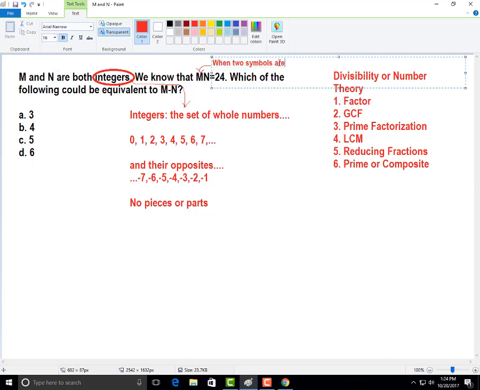Yeah, when two numbers are shoved together, they appear to have no operation in between them. Let me say two numbers, not two digits now, but two numbers shoved together with nothing between them. You can assume they're multiplying.